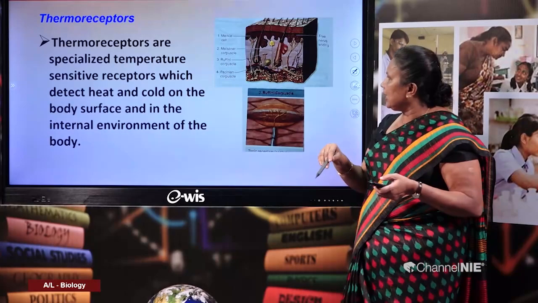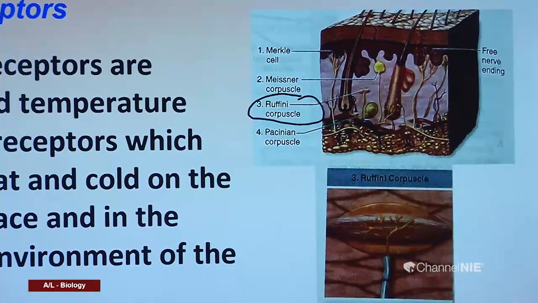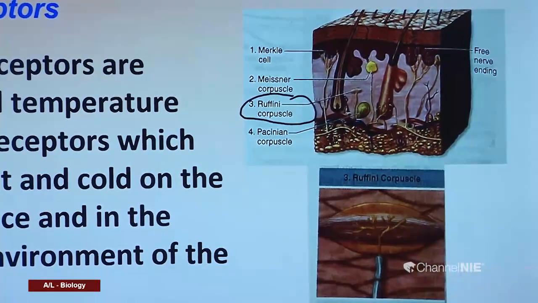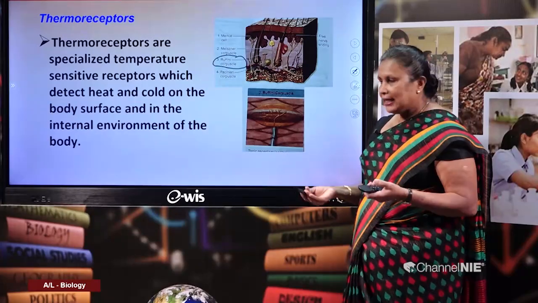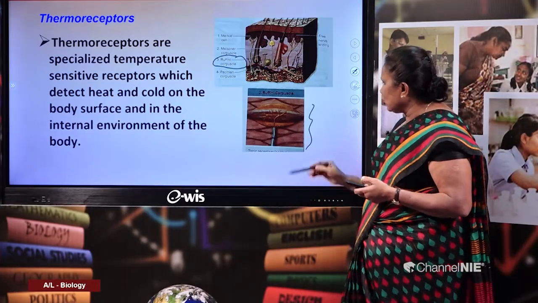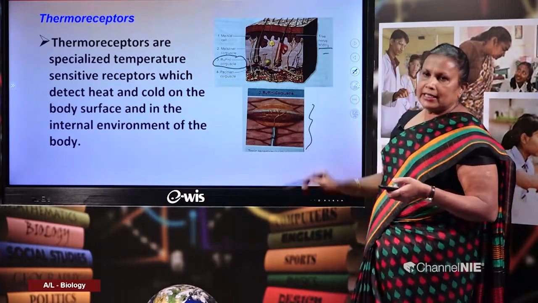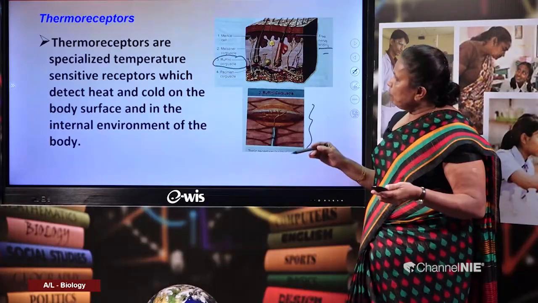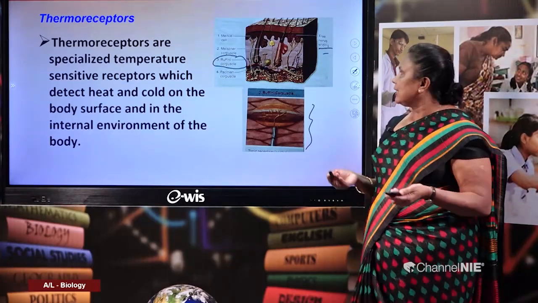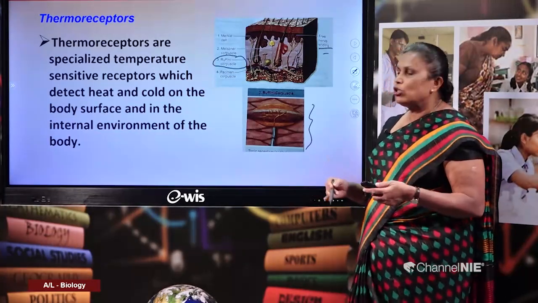As I showed you earlier, you can see this particular structure which I haven't explained earlier, Ruffini corpuscles. Those detect warmth or heat changes. Ruffini corpuscle is actually shown in this diagram also. In addition to that, free nerve endings also carry out an important function related to detecting temperature changes. They are not specialized; they can detect the heat and also the cold.